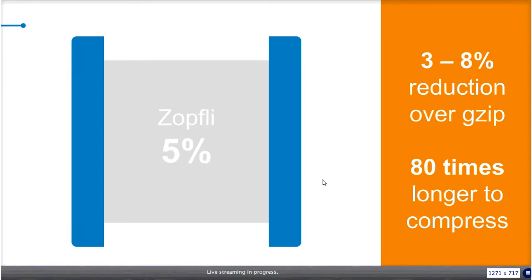In our tests on real customer sites, what we're seeing on average is 5%, pretty much in the middle of the advertised range. The downside of this is it can be 80 times longer to compress these files. So while the decompression is exactly the same, the compression takes a lot more time.